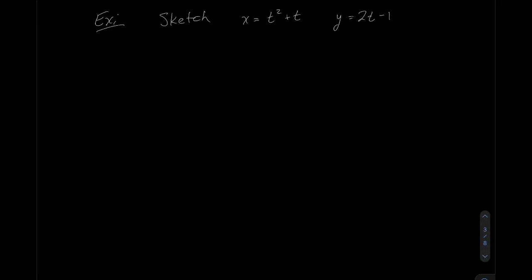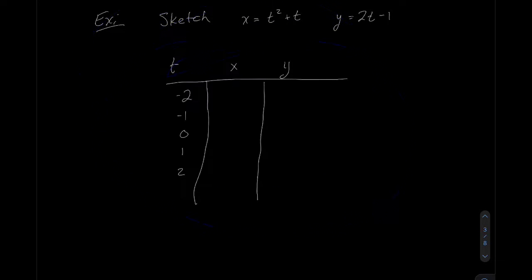Before we get into parameterizing the circle, let's first take a look at things that are already parameterized for us. Suppose we want to sketch this set of points (x, y), such that x is parameterized by t and y is also parameterized by t. And t squared plus t is equal to x, and 2t minus 1 is equal to y. So we can make a chart, plug in different values of t, and see what x and y are equal to. Now, this is not the most efficient way, but it serves to further our understanding of parameterization.